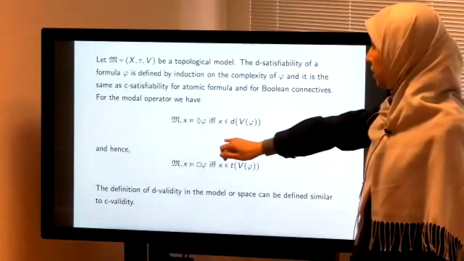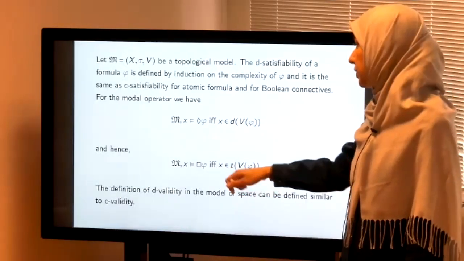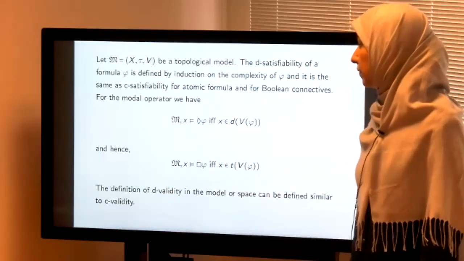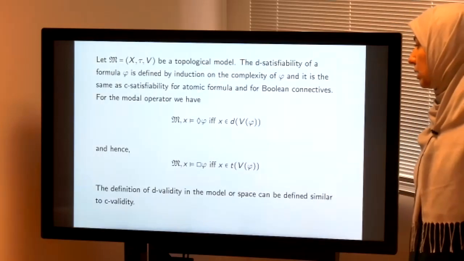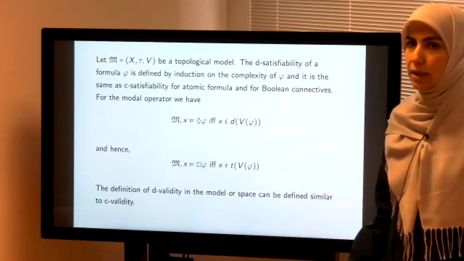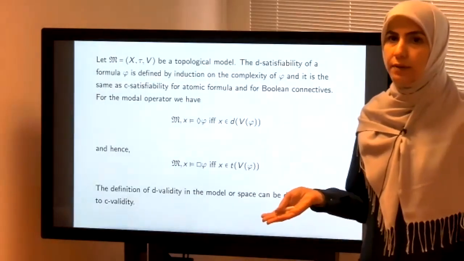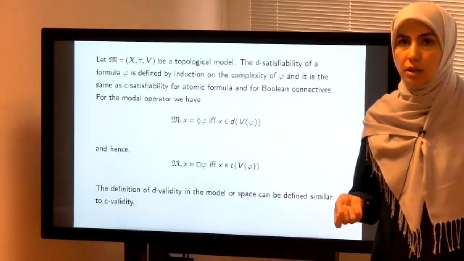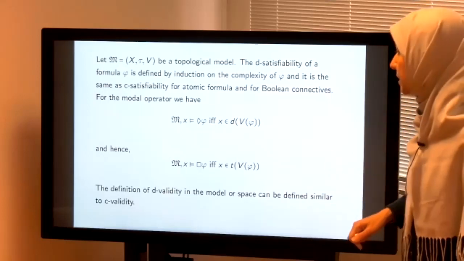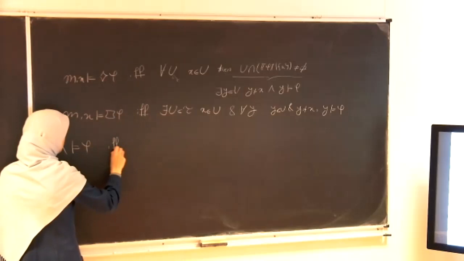So for diamond, we have that x is in d of v of phi. And for box, we have that box of phi is true in x if and only if x is in t of v of phi. The definition of d-validity in a model and a space can be defined similar to c-validity, by which I mean that a formula phi is valid in a space X if it's true in all points in all models based on that space.